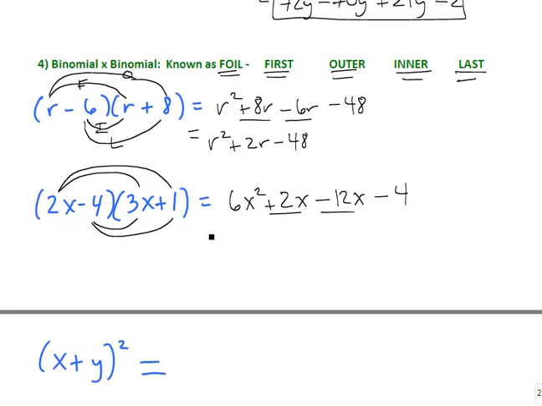Again, the two middle terms are like terms, so we want to combine them. That'll give us 6x squared plus 2 minus 12 is negative 10x. Bring down the minus 4, and we have our solution.